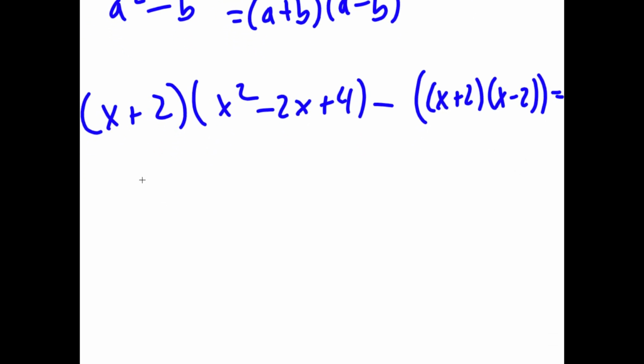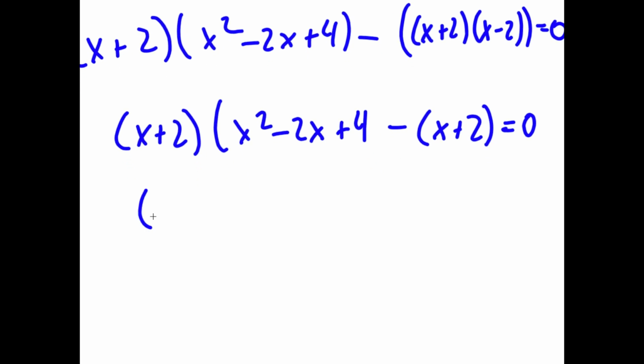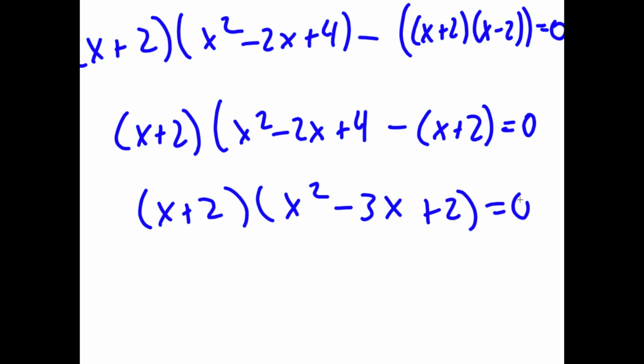From here, I can factor out x plus 2. So I get x plus 2 times x squared minus 2x plus 4 minus x plus 2 is equal to 0. And if I simplify this, I get x plus 2 times x squared minus 3x plus 6 is equal to 0. Sorry, minus 3x plus 6.